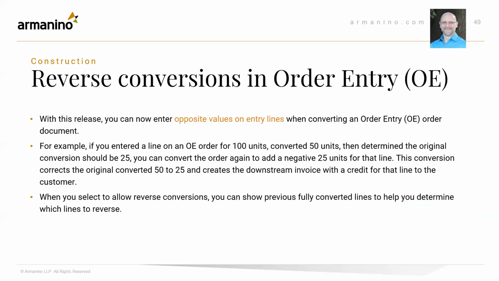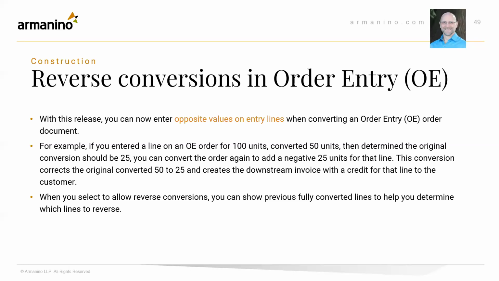Reverse conversions and order entry. So now you can enter opposite values on an entry line in an order entry document. So for example, if you entered a line in order entry for an order of 100 units, you converted 50 of those units, and then you're like, oh, darn it, I should have only converted 25. You can go and convert that order again with a negative 25, and then that will give you the difference of 25 in this case.